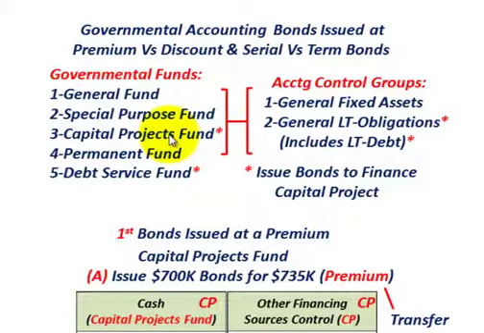for that bond issue. Along with our governmental funds, we also have our accounting control groups, where we'd have our general fixed assets and also our general long-term obligations. For our example here, we're going to be looking at general long-term debt for this bond issue. So that's what we have to deal with, looking at our funds versus our accounting control groups.